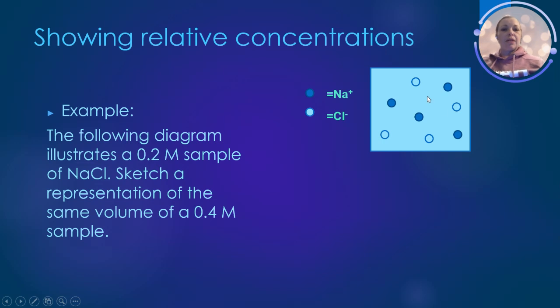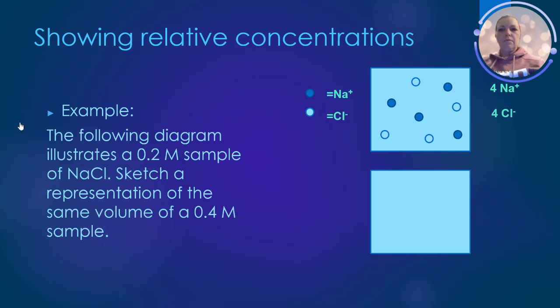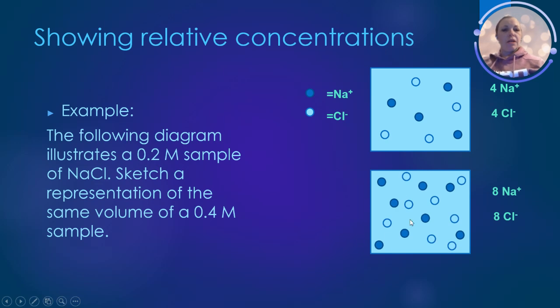So if they provided this as the 0.2 molar sample, then to go to 0.4 molar, then obviously that is a concentration that is doubled. So in this original diagram, we've got 4 Na plus and 4 Cl minus. And so if we're going to double that, we need to have double the amount of dots. So we would need 8 Na plus and 8 Cl minus. And so you can see that that's what we've done here. Got 8 dark blue and 8 light blue.